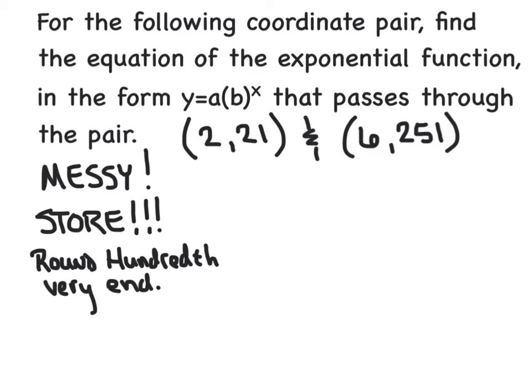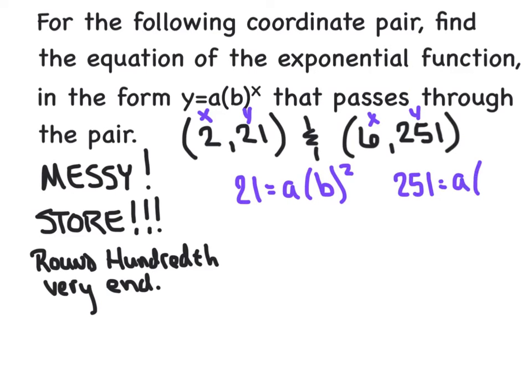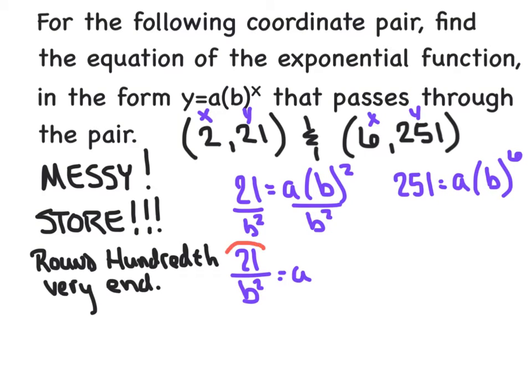So first things first, we'll substitute the 2 for x and the 21 for y. 21 equals a times b to the second power. We're getting pretty good at this step of plugging everything in. 251 equals a times b raised to the 6th power. Again, you could pick either equation and solve for a. I'm going to pick the first equation and divide both sides by b squared. So in other words, 21 divided by b squared equals a. I'm going to take 21 divided by b squared and substitute it up here for a.